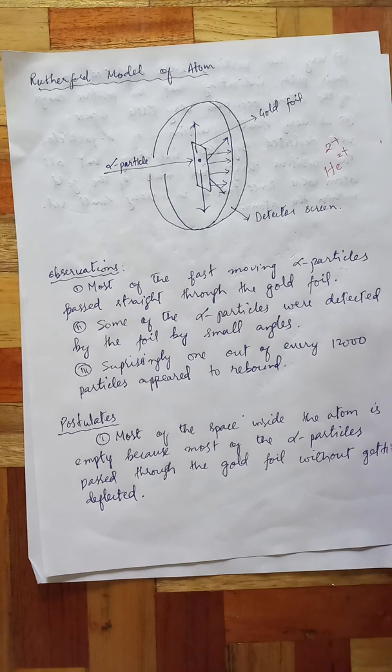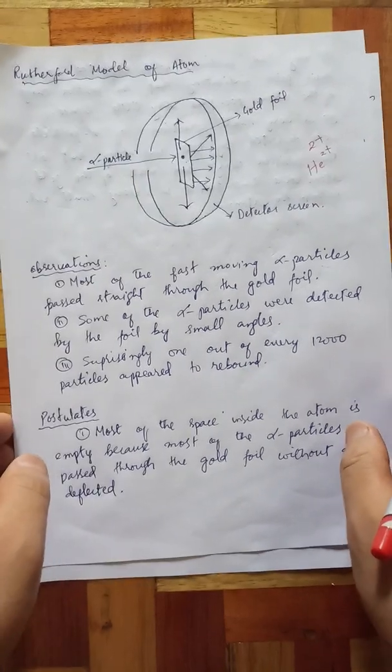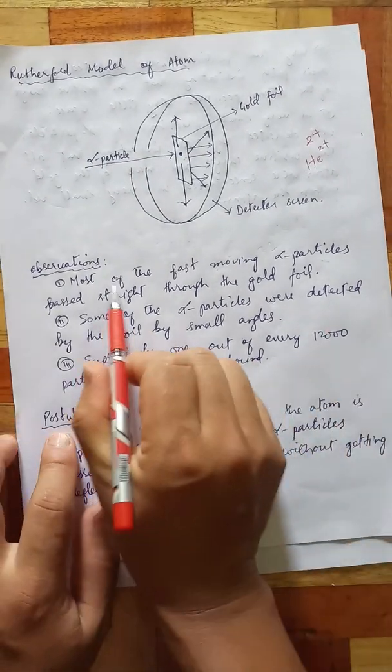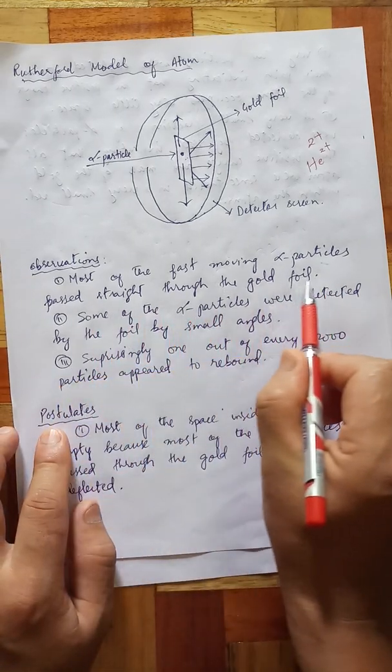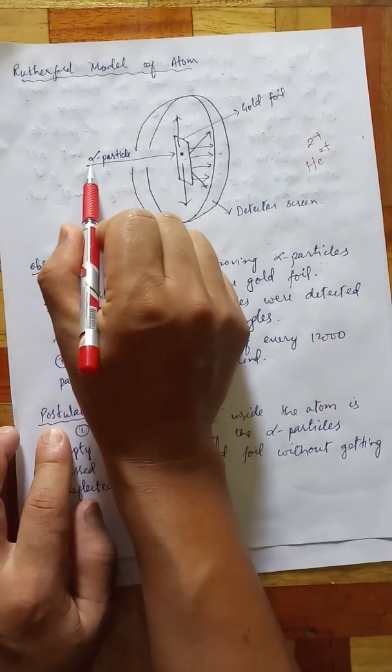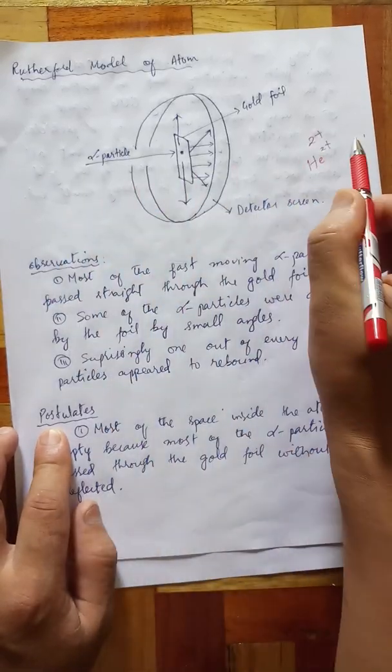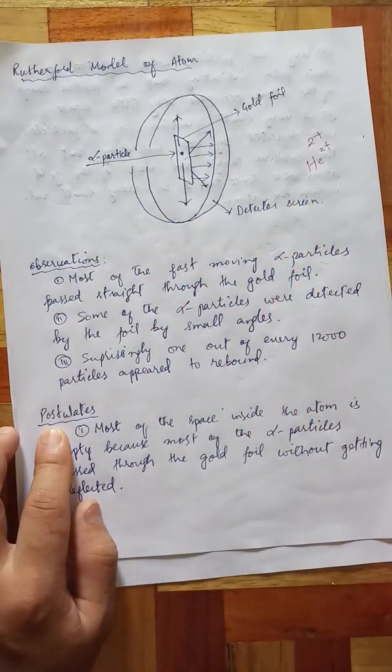But the experiment took a twist and gave totally unexpected results. So what were the results from his experiment? Most of the fast-moving alpha particles passed straight through the gold foil. The fast-moving alpha particles directly penetrated the gold foil.